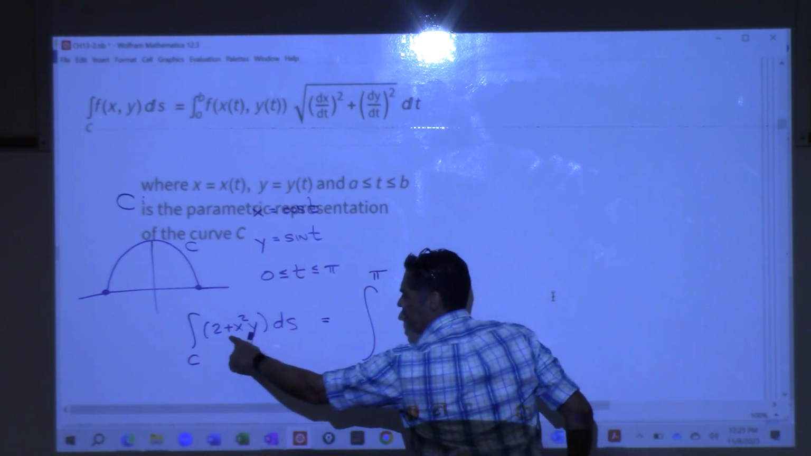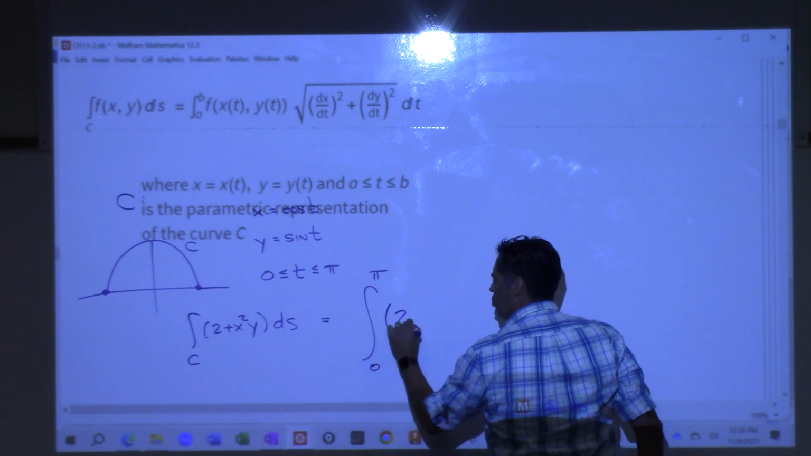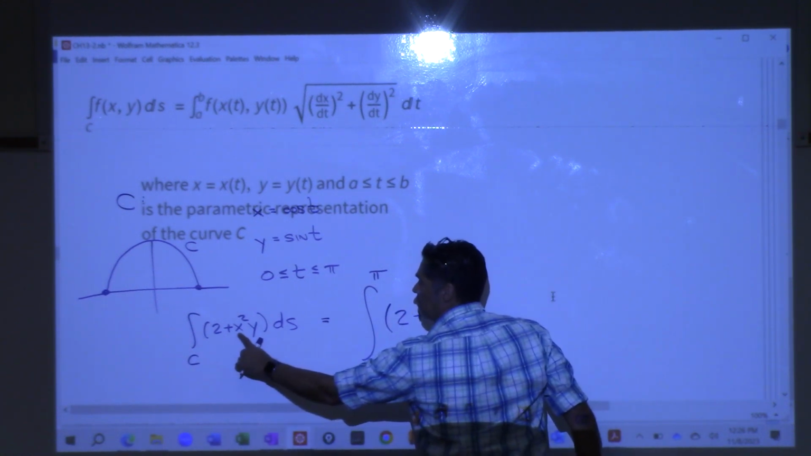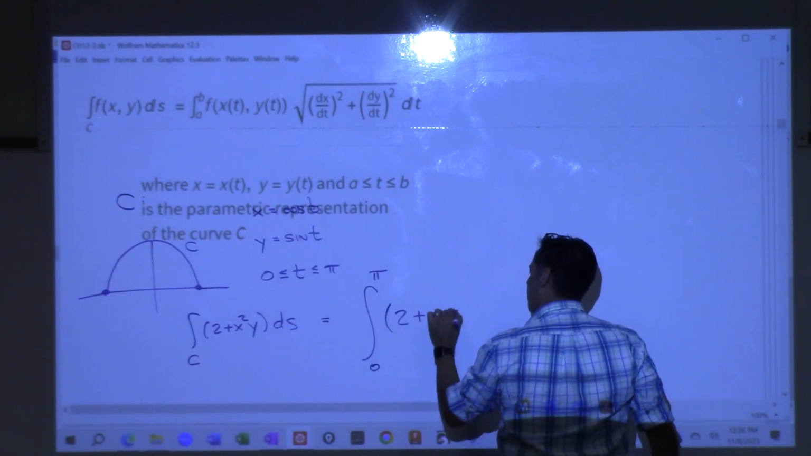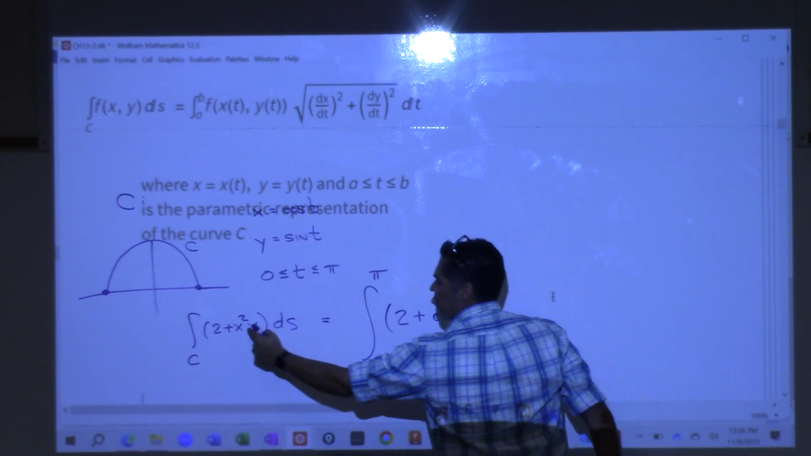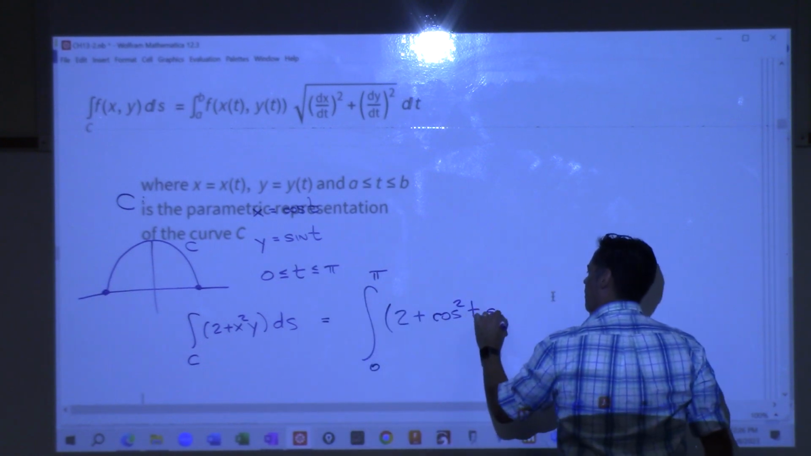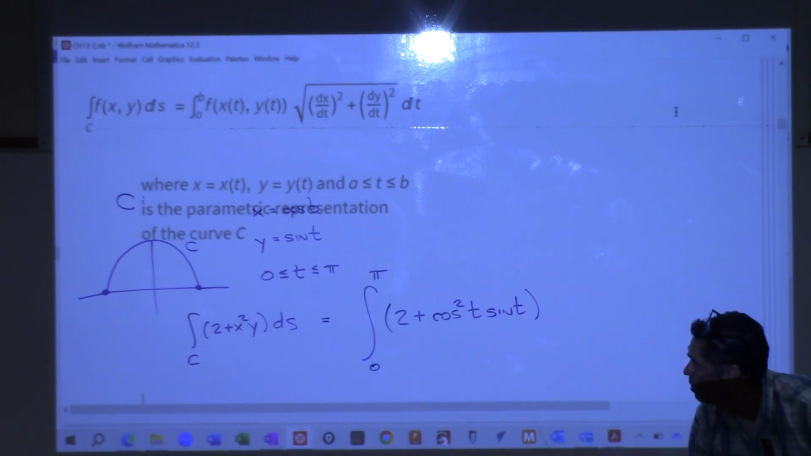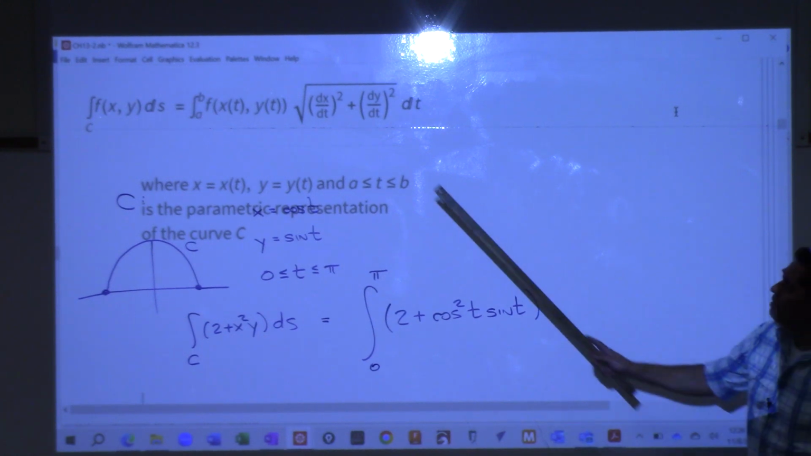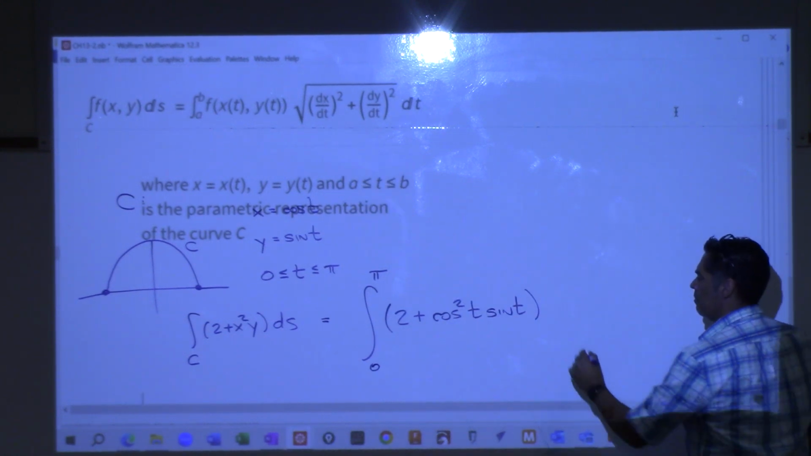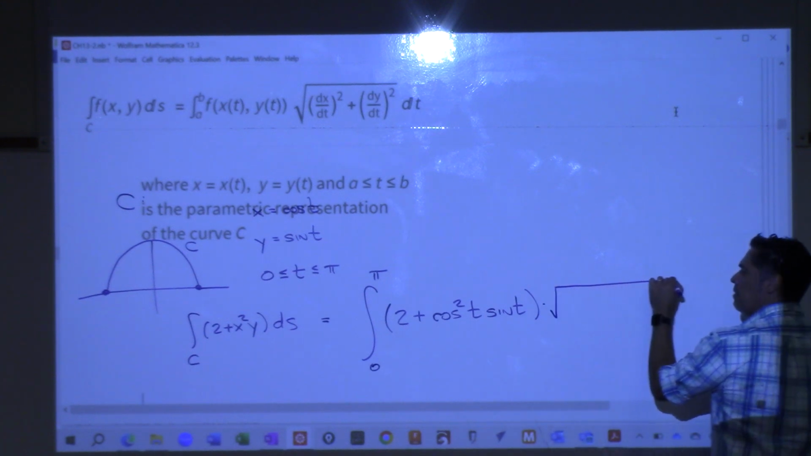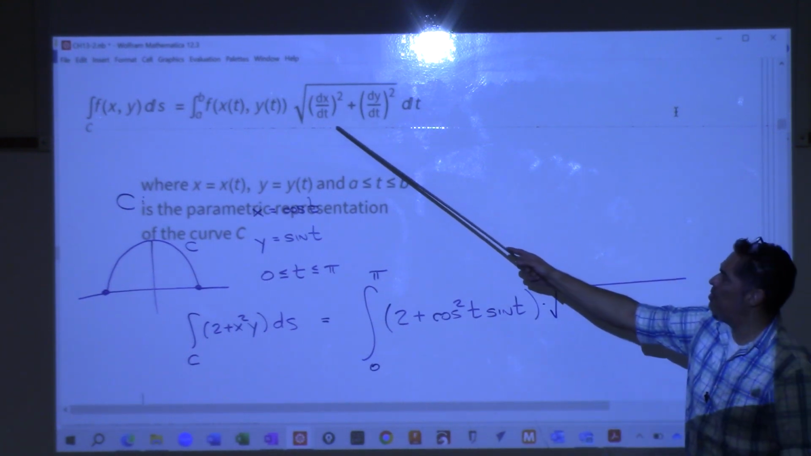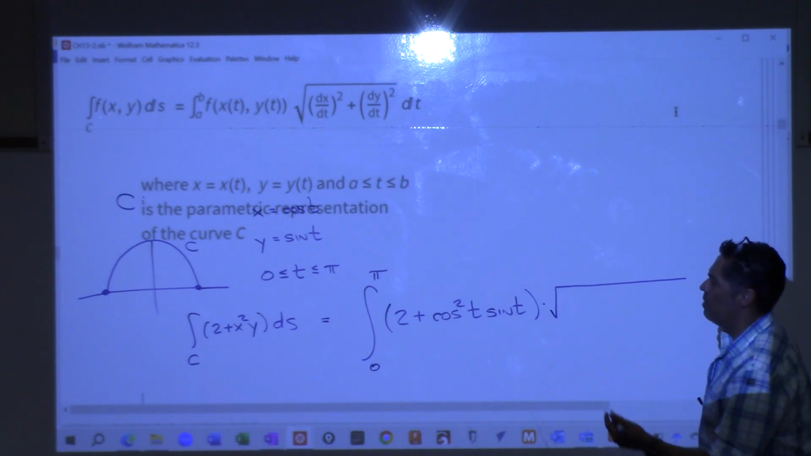So instead of this, I have 2 plus, what's x squared for us? Cosine squared t, and then instead of y, sine t. Okay? We okay? Now, times the square root of, we need derivatives, right? We need derivatives. So let me do this part and this part. Let me do that over here on the side.